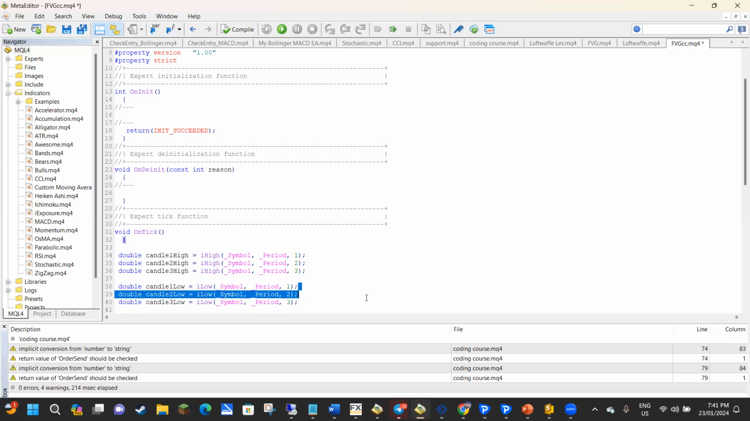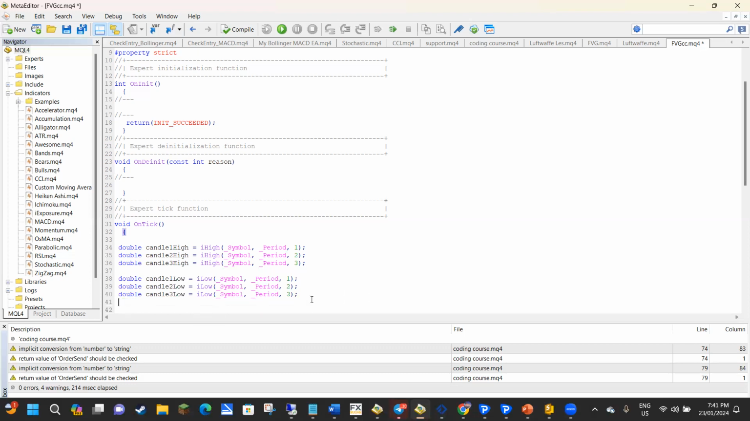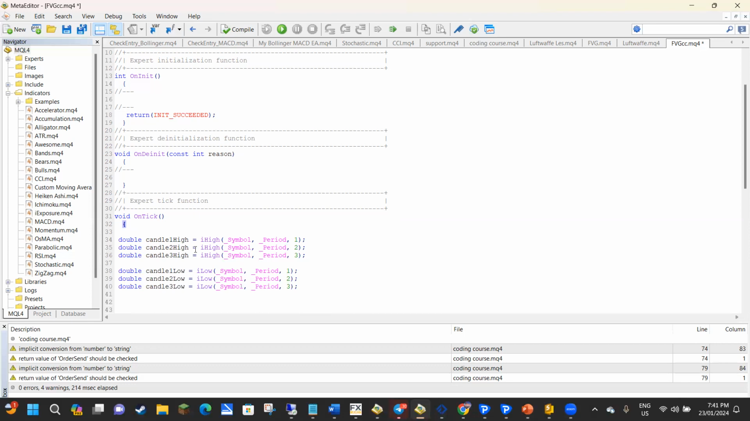And for the same three candles. So now we've got actual data on the last three candles. We've got the high value and the low value of the last three candles. Now we just need to put in a little bit of logic to see if there's a gap between the first candle and the second and the third candle. So we use the if statements.